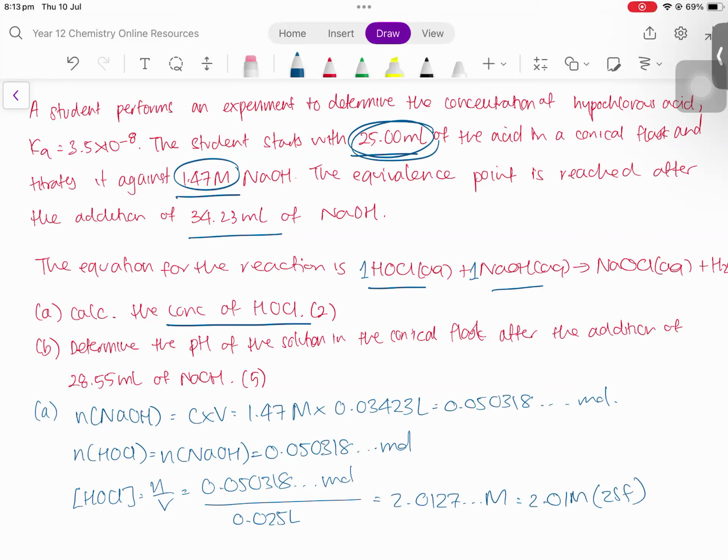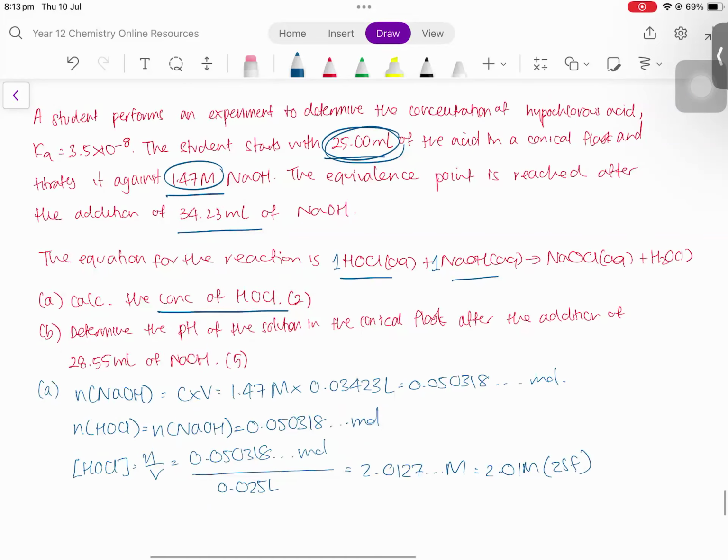Okay. So part A is a straightforward, direct titration question. What we're not used to is part B. Part B has asked you to determine the pH of the solution in the conical flask after the addition of 28.55 mils of NaOH. Do not let the wording of the question confuse you. The fact that it's a titration is actually irrelevant.